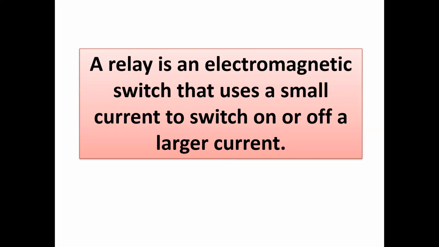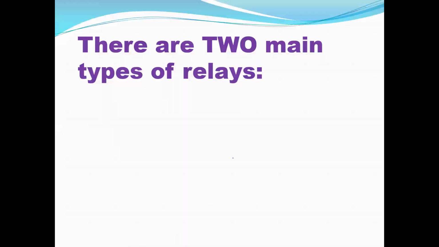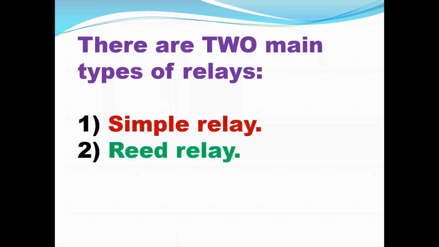Have you copied it? Please answer me on the Zoom chat. A relay is an electromagnetic switch that uses a small current to switch on or off a larger current. There are two types of relay: simple relay and reed relay. You have to copy this.